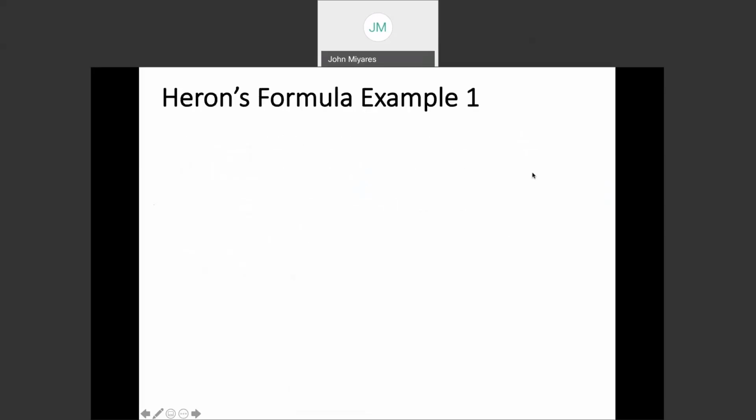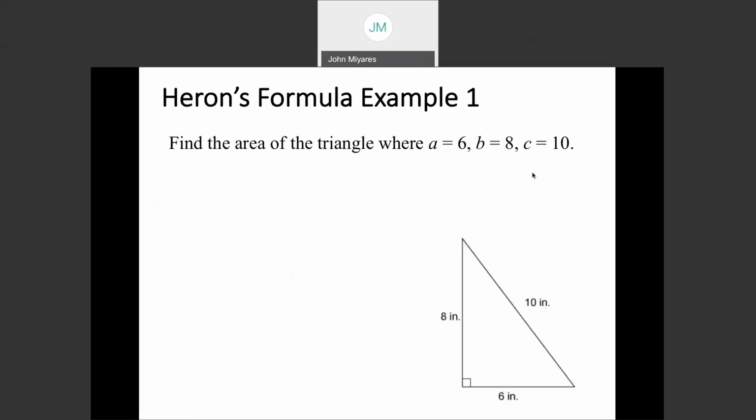This might make more sense if we look at some examples. So let's try this. Suppose you're asked to find the area of a triangle where the three side lengths given are 6, 8, and 10. Here's a picture of a triangle that describes that situation.